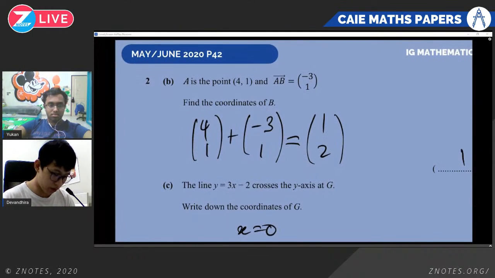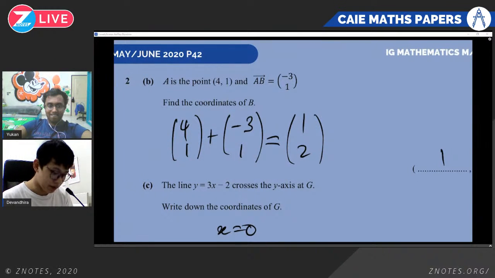A is the point (4, 1), and the vector AB is equal to (-3, 1). So vector AB represents how you move from A to B. Correct, Yugen? Now we have to find the coordinates of B. Sure. So we know the point A. If the way I move from A to B is (-3, 1), I just have to add the movement to the coordinates of A, correct? Yeah, that means you just have to add the vectors. So we have (4, 1) plus the vector AB.